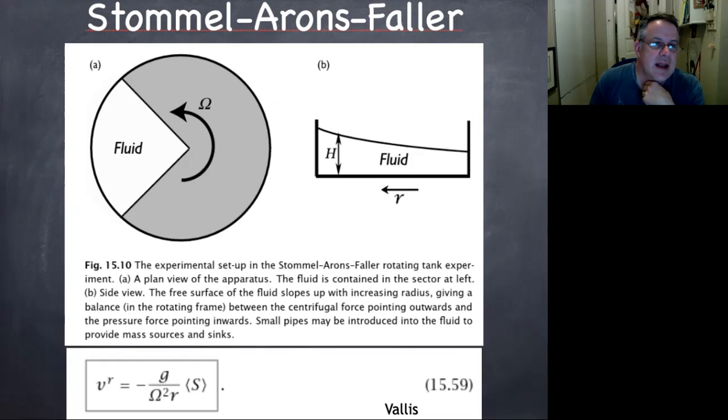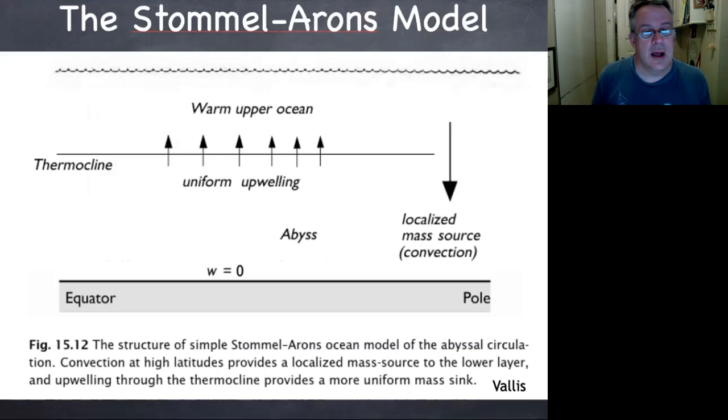So this is fluid only in a sector of the tank. Here we have the north end and the south end, and they would be able to suck fluid in and out. There was no wind stress applied to this and no bottom stress, just sources and sinks of fluid. You might expect the way this would work is there'd be a localized mass source, like where the convection comes down, and then uniform upwelling everywhere else through the thermocline, and no flow through the bottom. So we might have a bottom Ekman layer.